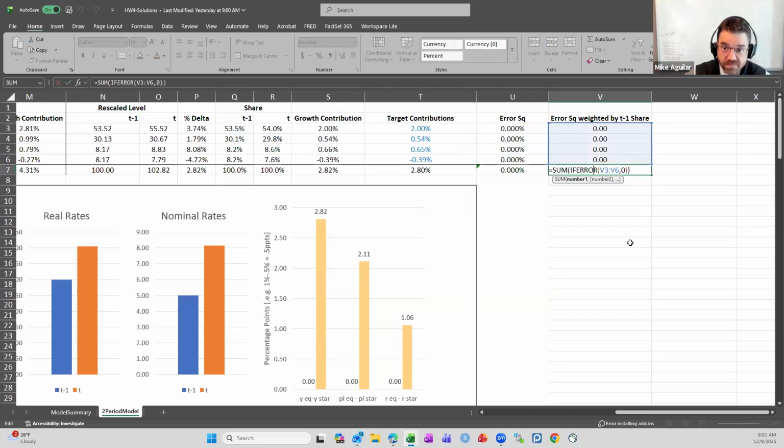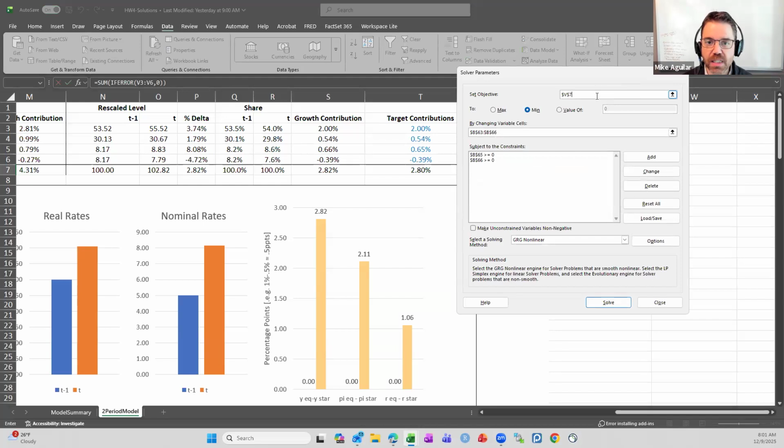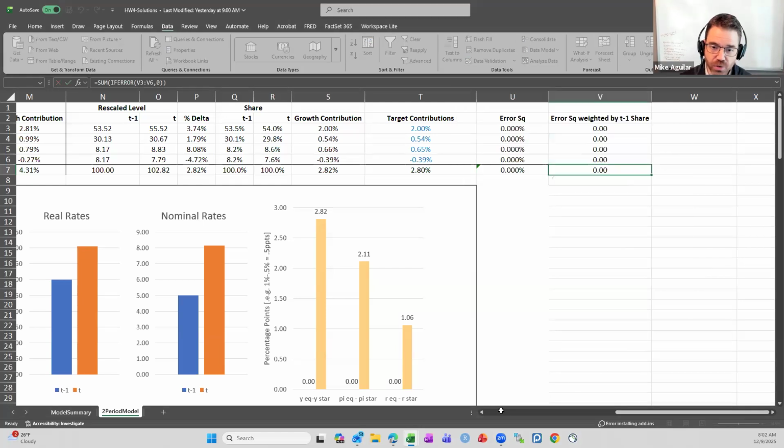So what I would do is I would do the solver. I would set my objective function equal to V7. And I'll show you what that looks like. Solver. V7. I want to set that to be my objective function. What do I want to do to it? I want to minimize that. And what cells do I want to change? B63 to B66. Let me close this for a moment. I want to show you where those are.